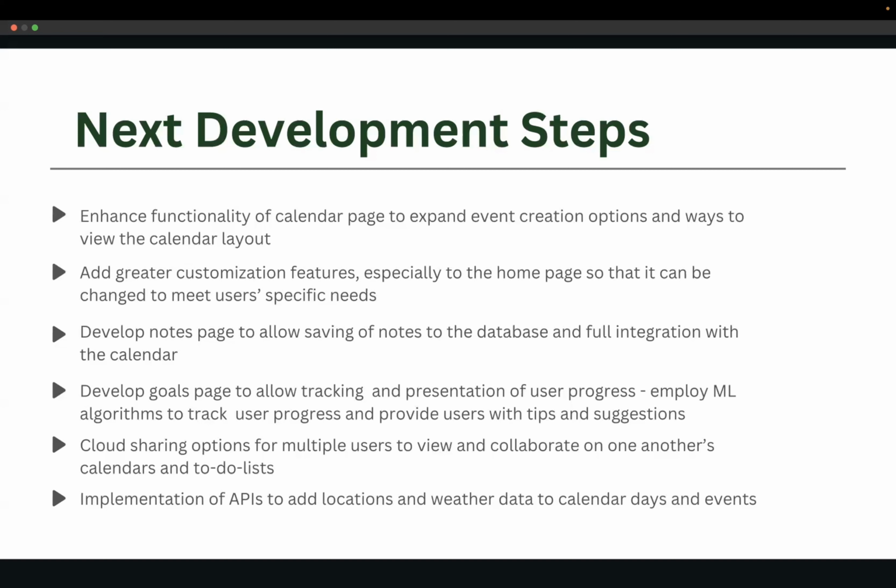And then lastly, implementation of APIs to add location and weather data to calendar days and events. Again, just another example of how extra tools would be built into this one interface so that users could look at their calendar and not just see their events in their to-do list, but also see the weather for each day, see the locations for their events and assign those locations when they create the events. The goal is to basically just provide as much functionality as possible within one place for the user.